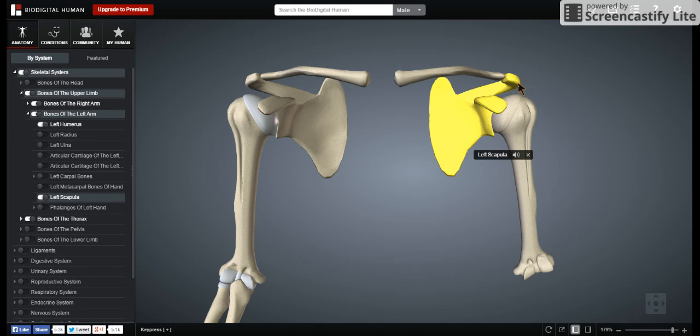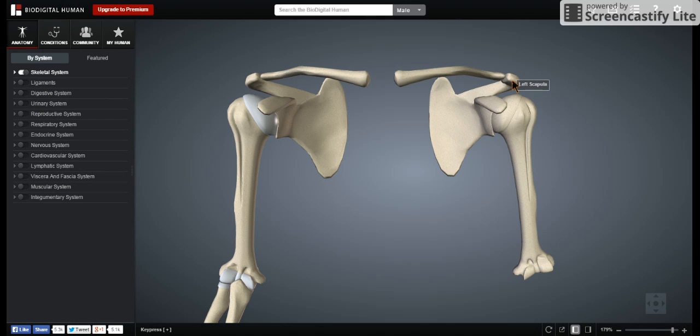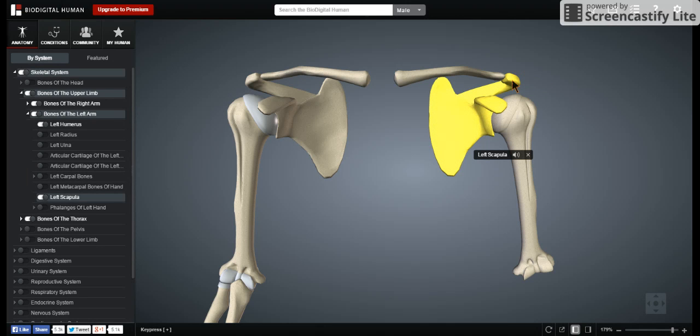The scapula has two processes. There's the acromion process, which is superior and pointing anteriorly, and the coracoid process, which is inferior. So superior is the acromion, coracoid is inferior.